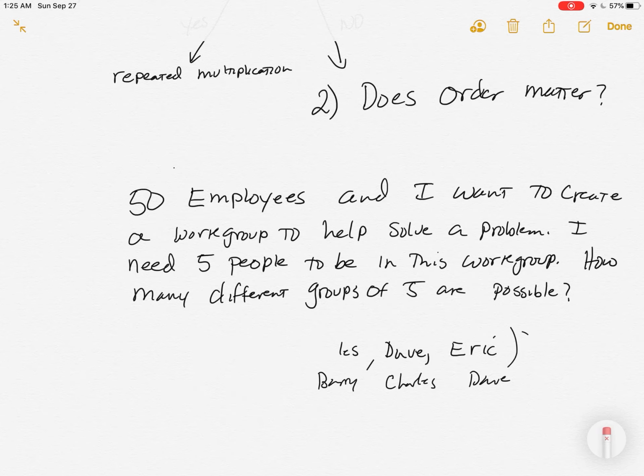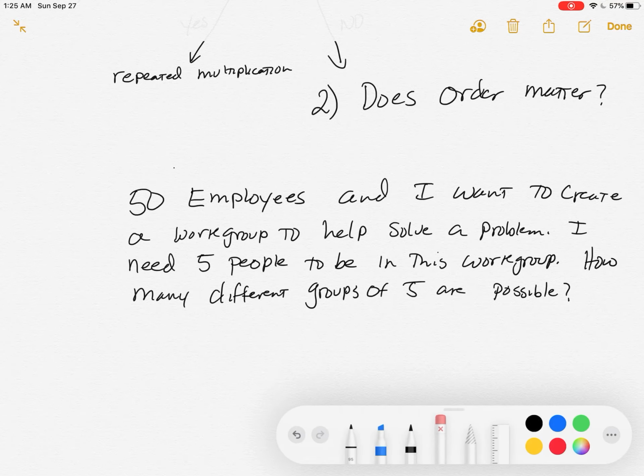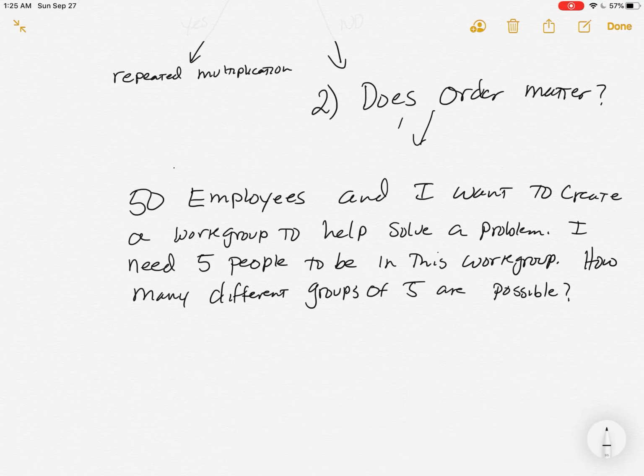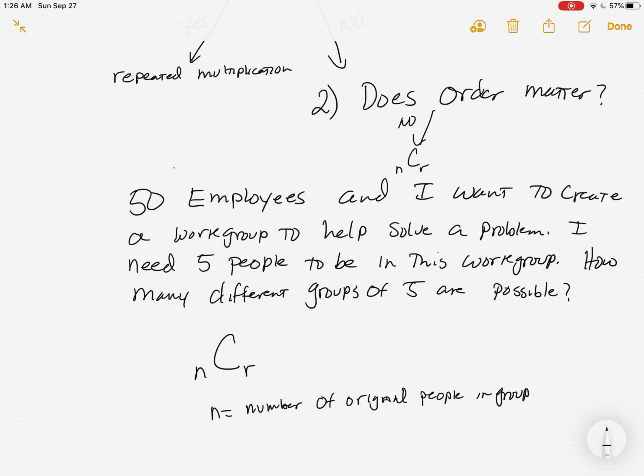So as you answer this question, you really want to picture it as having the individuals already selected, or the things already selected, and say, would it matter if I grabbed them in a different order? And if the answer is no, then that's a good thing. If the answer is no, you're going to use a button on your calculator that we'll use a lot in 5.2 called the combinations button. So let me write that out bigger down here, C and R. N is going to be the number of original selections, or original people in the group, in this case, original things you're choosing from.